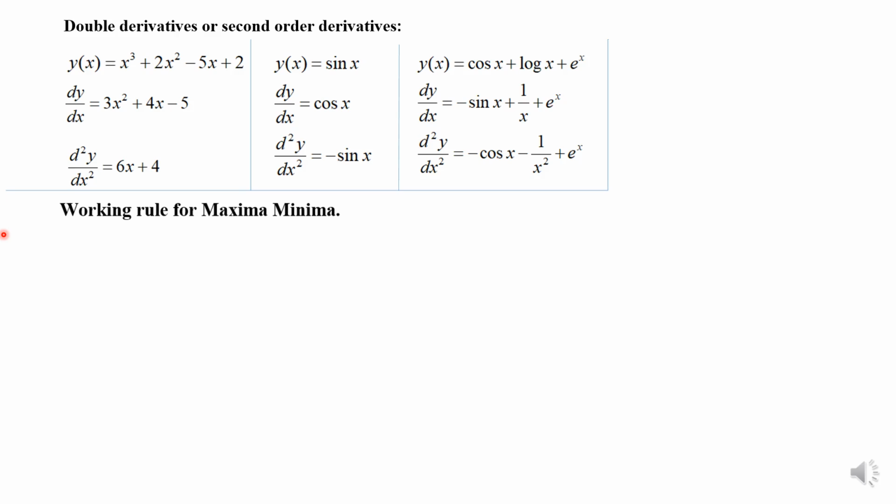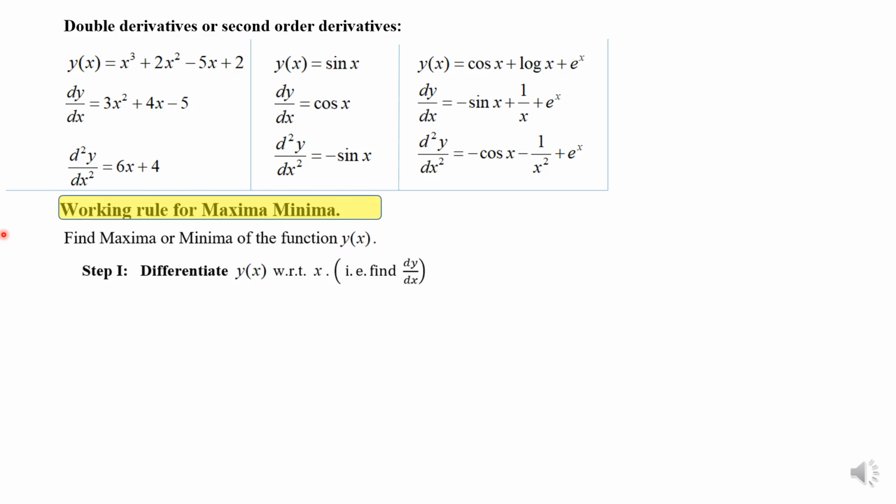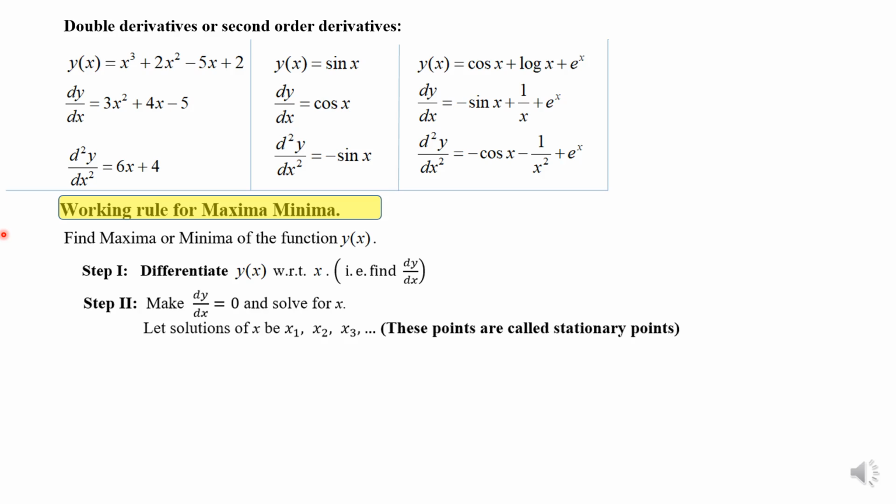I wanted to give you some geometrical interpretation of maxima and minima, but there is a simple and straightforward working rule to find the maxima and minima and the corresponding values of the function. So here is the working rule. Step 1: differentiate the function. Very easy. Second step, make it equal to 0, because we know that at a maximum or a minimum the derivative is 0. Once you make it equal to 0, you will get an equation, and solve the equation for x.